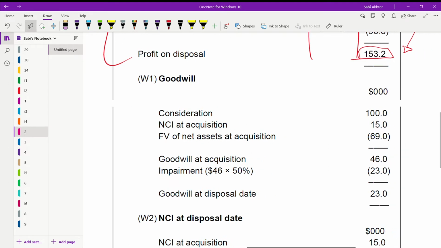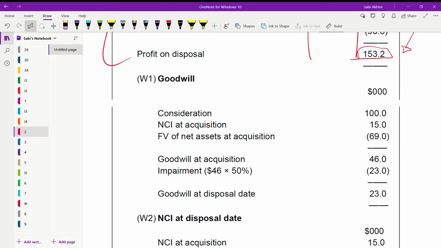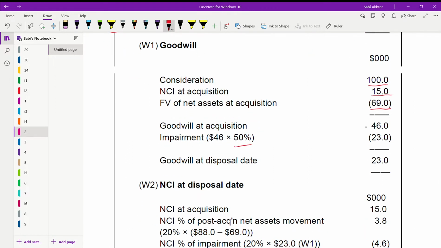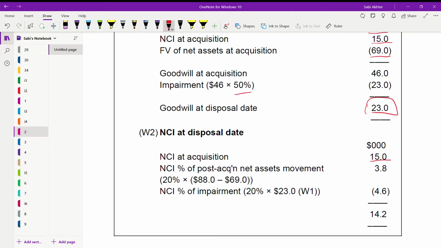Coming to the goodwill. So goodwill, you start with the consideration, right? When you first bought it, 100. Plus NCI is given, the fair value is given, and net asset is also given, the fair value. You deduct, and goodwill. So they told 50% is impaired. So it's easy to find. This 23. And coming to the NCI. NCI at acquisition is 15, okay? It's given. Next, what do you have to do? Two things you have to take care of: net asset and impairment. And NCI is 20%, because first you have bought 80%. So at that time NCI is 20%.